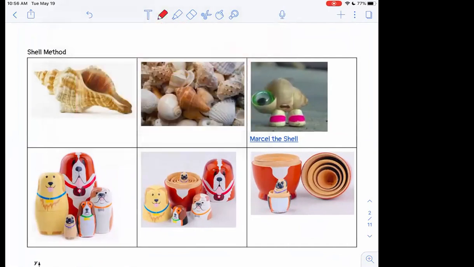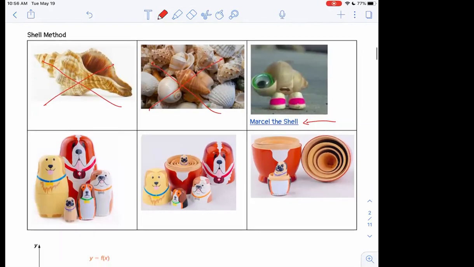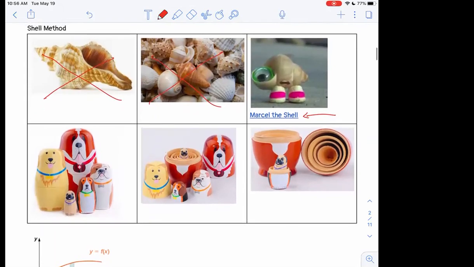And a lot of times when we think about shell, we think about seashells. That is not what they mean by shell method. So it's not a seashell. If you haven't seen the Marcel the Shell video, which is possible, it's kind of funny. It's short, like 4 minutes long. There's a link to it right there, so you can go ahead and watch that.